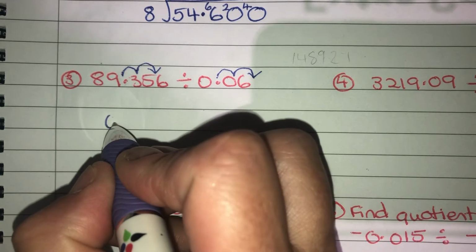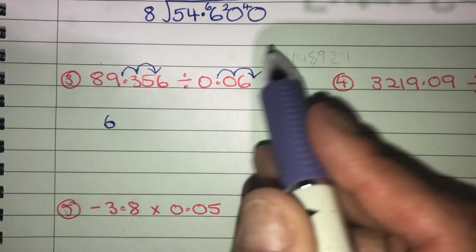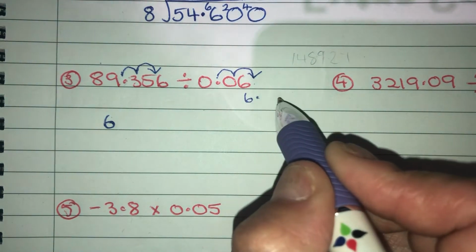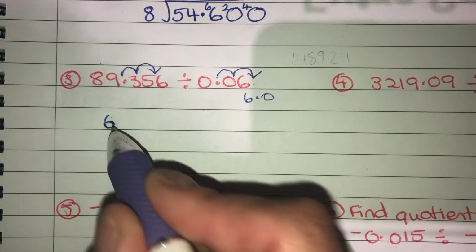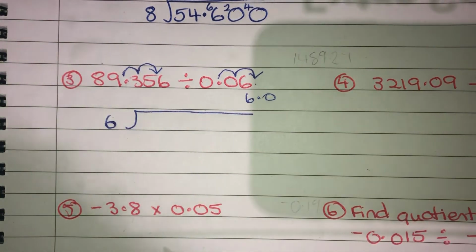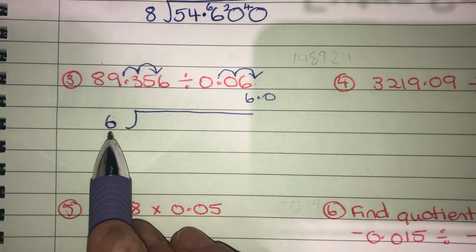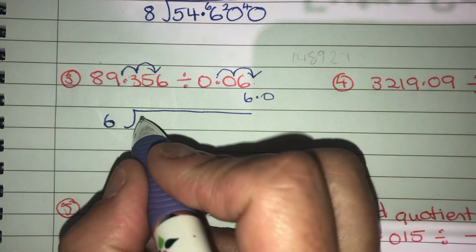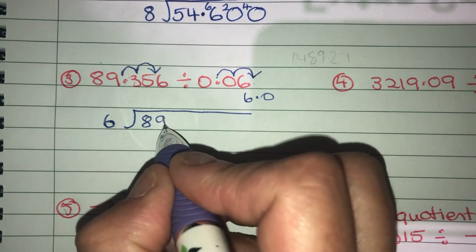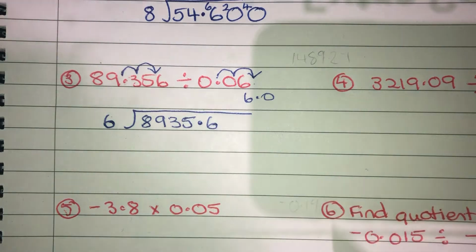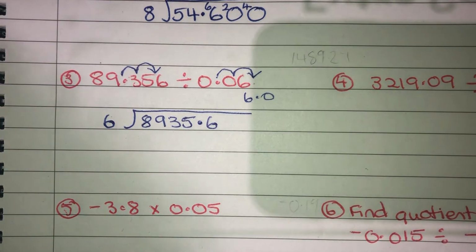So now this is not 0.06. It is a decimal place here, which is like saying 6.0, which is just 6. And that's what you're trying to do. You don't ever want to divide by a decimal. So now let's have a look here. We've gone 2 spots to the right. So this new number is 8935.6. And now we just divide like we normally do.